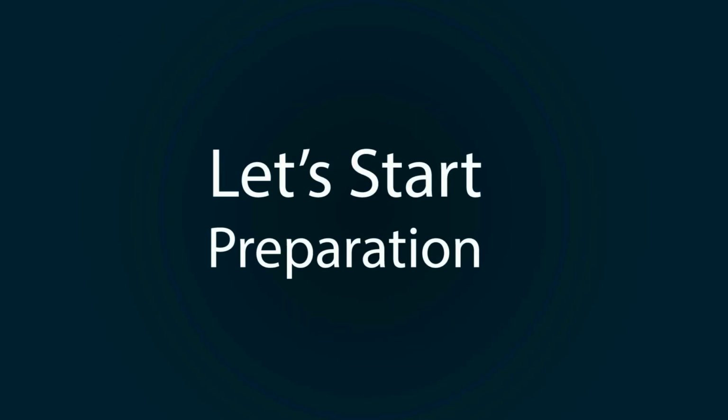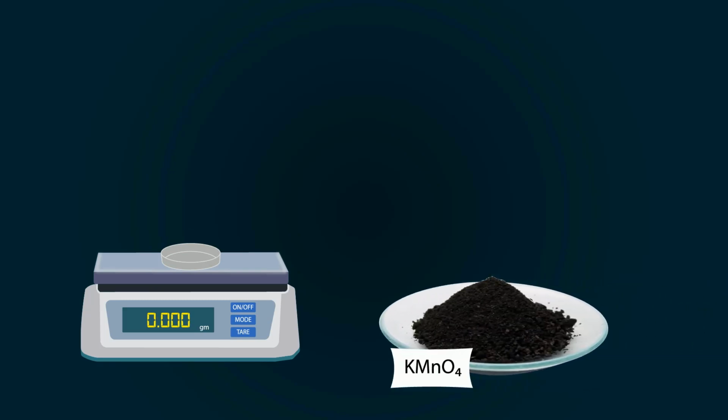Let's start preparation. Take a weight balance and power it on. Now put a petri dish on it and tare it down. Start adding KMnO4 into this petri dish with the help of a spatula. Measure it precisely up to 15.8 grams.